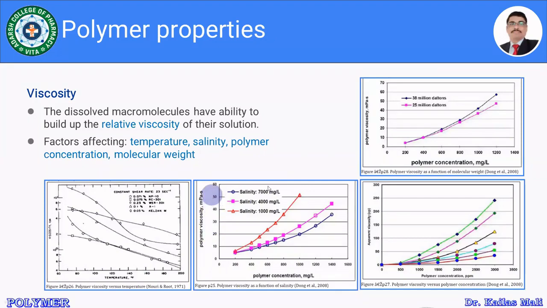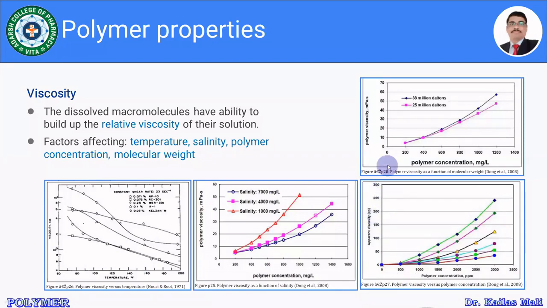Let us move towards the polymer concentration, third curve. So look at the graph. It is plotted as apparent viscosity versus polymer concentration. So when the polymer concentration is increased, the apparent viscosity of the solution is going to be increased.